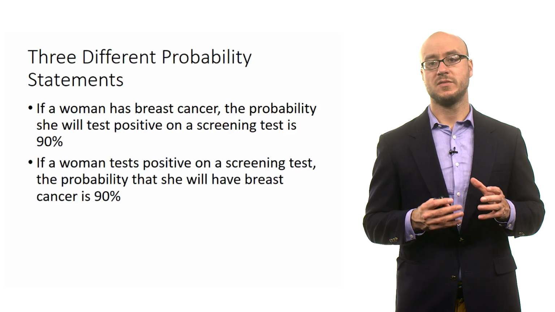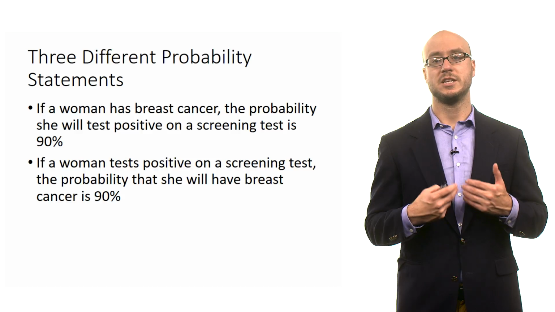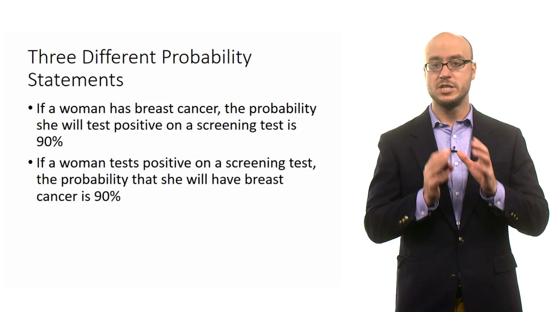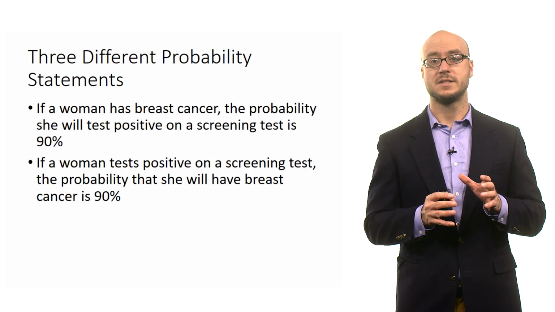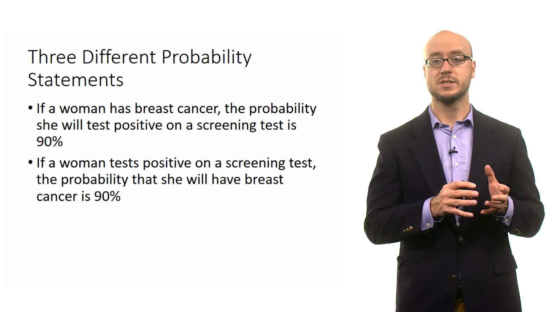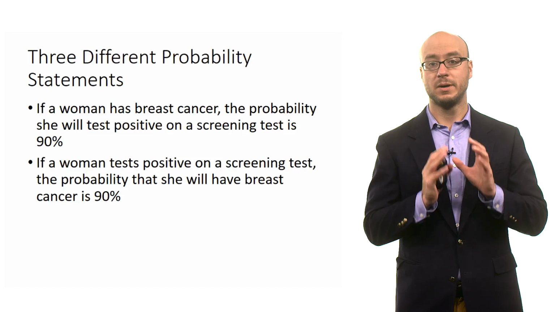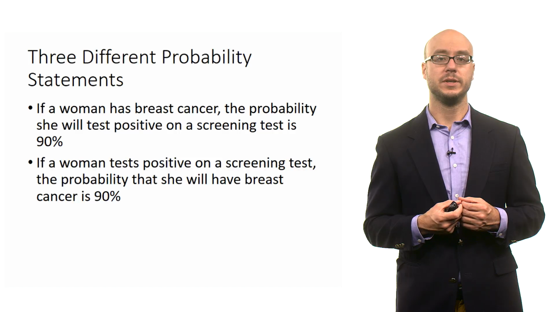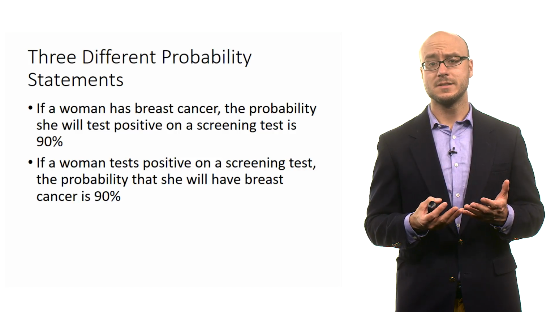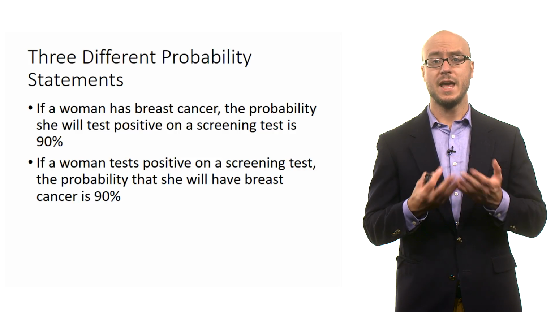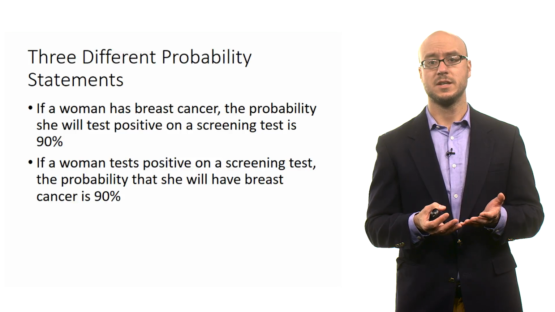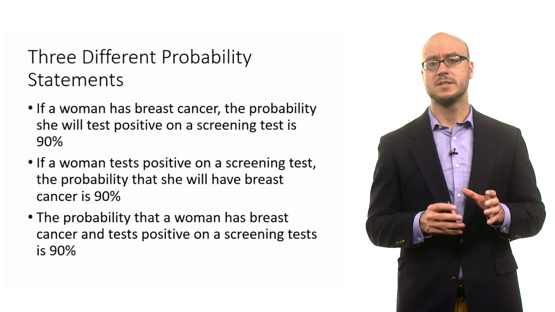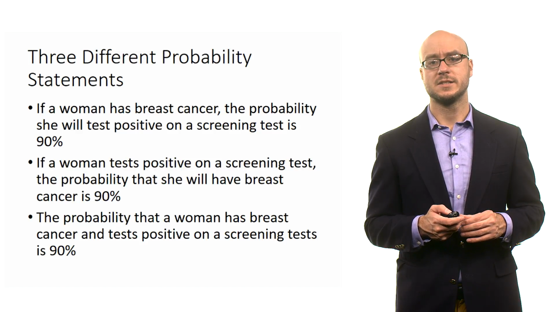If a woman tests positive on a screening test, the probability that she will have breast cancer is 90%. So in this case, we are conditioning on a different event. Instead of conditioning on whether or not a woman has breast cancer, we're conditioning on whether a woman tests positive on a screening test. And then we're finding the probability of having breast cancer. So for the second statement, you can say, given A, testing positive on a screening test, what's the probability of B, having breast cancer?